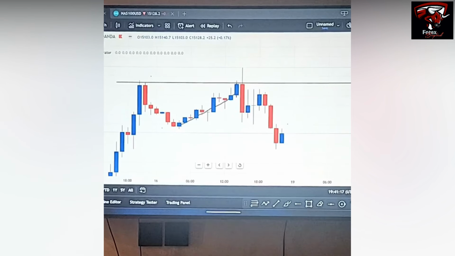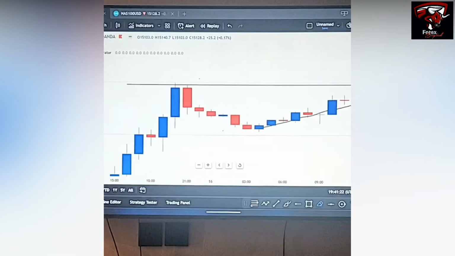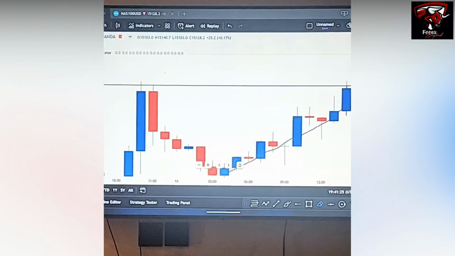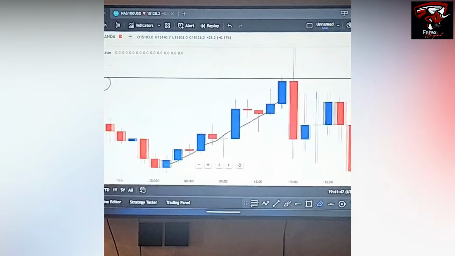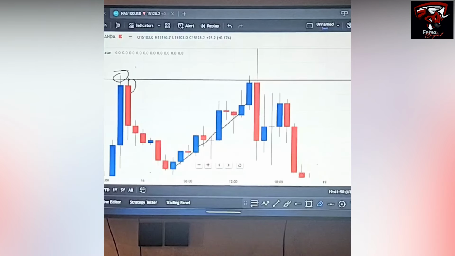Because over here, let's quickly open this up so everybody can see. You can see that these guys over here failed to take out the high over here. So we had liquidity and then liquidity. Then price comes up. Just give me a second. Price comes up, and as price comes up, these guys over here get involved. And what do they do? They take out these guys.